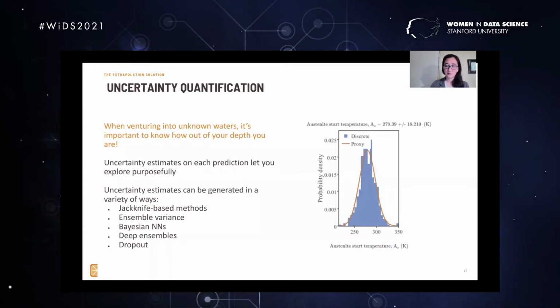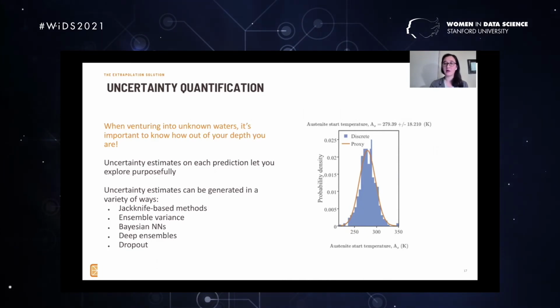Well, first and foremost, one of the most critical tools when you're looking at an exploratory use case is uncertainty quantification. If you're wading into unknown waters, it's really important you know how out of your depth you are. It's really important that you know how much you're extrapolating. And so uncertainty quantification is basically saying that when your model makes a prediction, it gives you error bars. It tells you how uncertain it is.